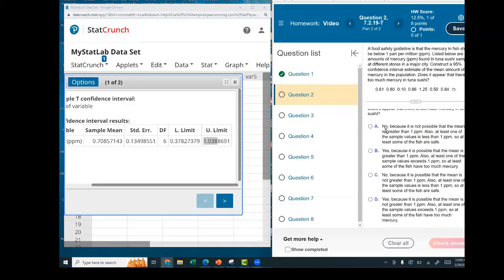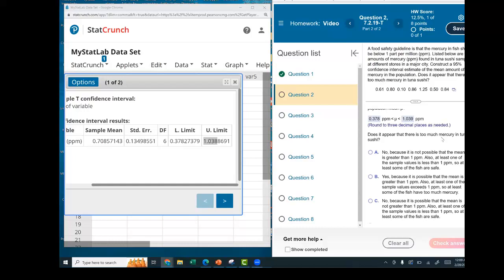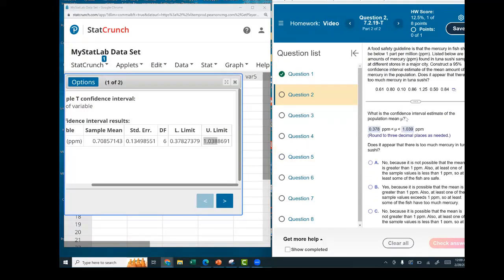Now it says, does it appear that there's too much mercury in tuna sushi? Well, if we look at our data, that's a pretty big range of data, right? And we can already see here, this one, 1.25, is already over, which means it's dangerous.